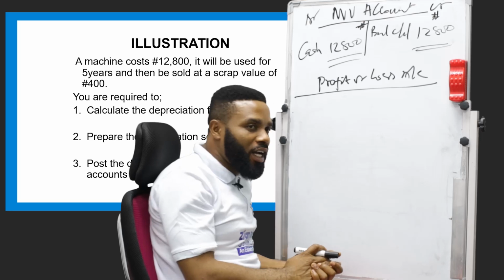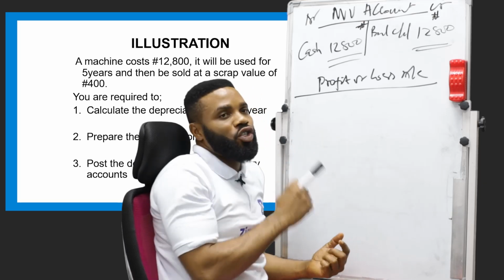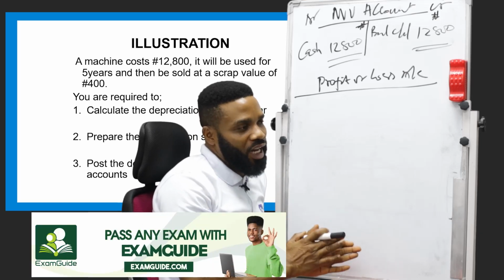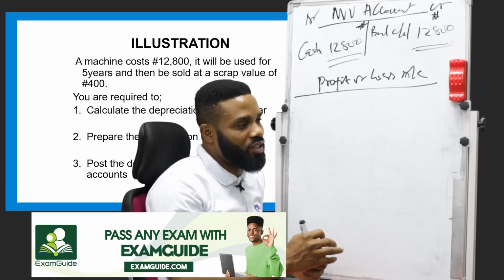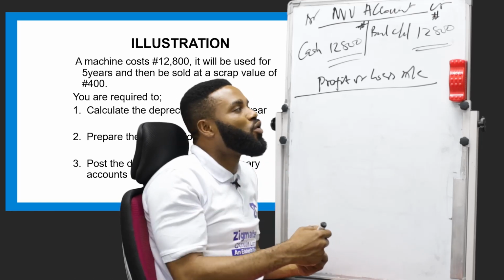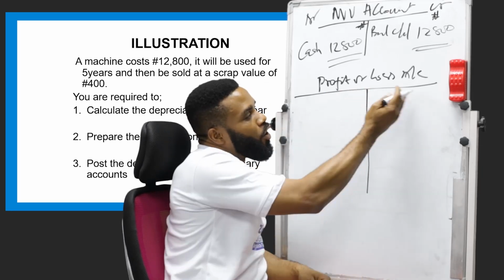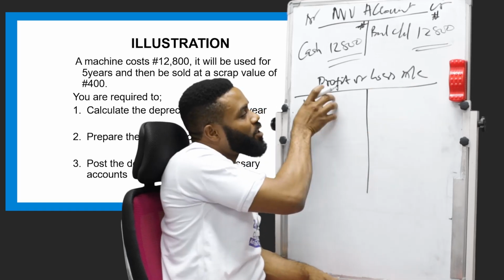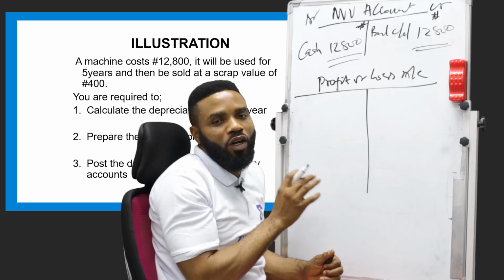This profit or loss account is an extension of the trading profit or loss account, the part that centers on expenses involved in the business. If you can remember, you can picture how it looks. On the credit side is the gross profit brought down, while the expenses are lined up here, and depreciation is one of those expenses.